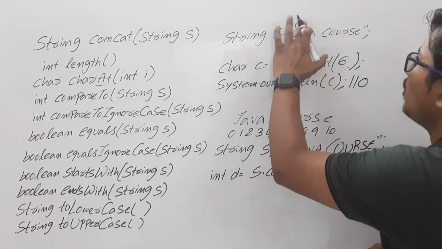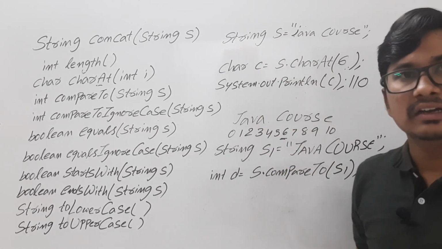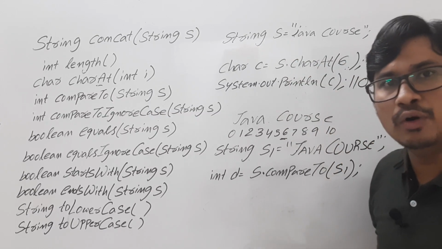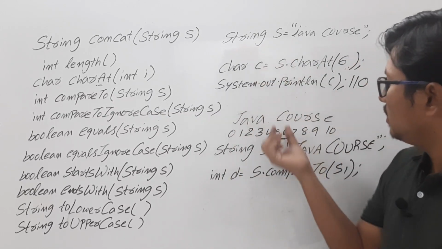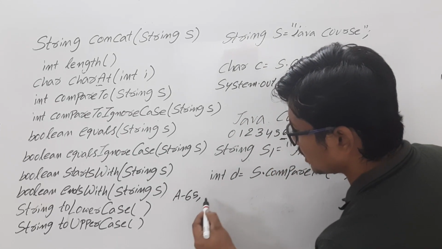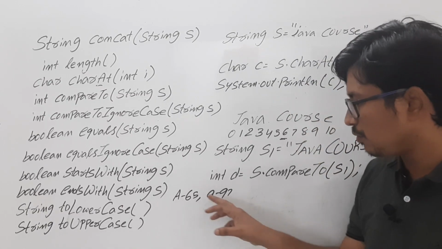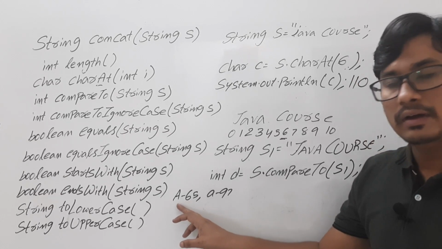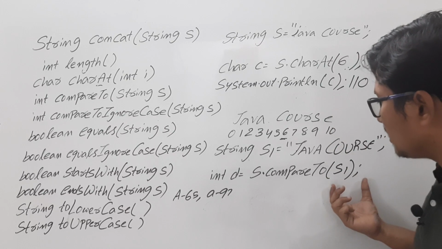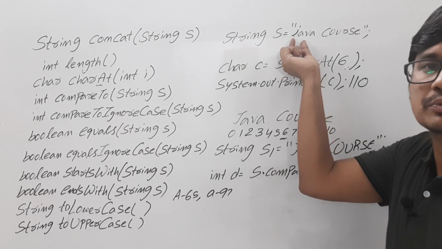It is in Java lowercase. So it will verify this j and this j. Now you know that the ASCII values of lowercase letters are greater than those of uppercase letters. I have even discussed it with an example: capital A is 65, small a is 97. So the lowercase ones have a higher value as compared to the uppercase. So they are not equal, and it will return a positive value. Is it clear?